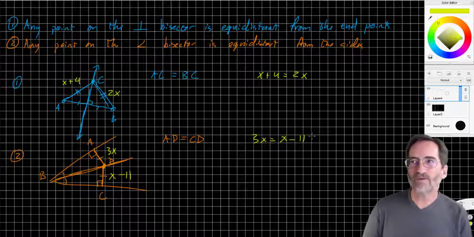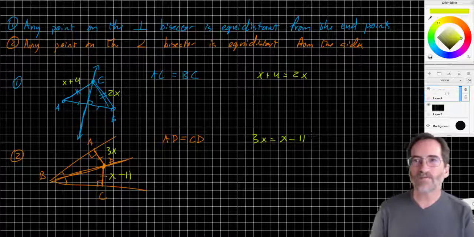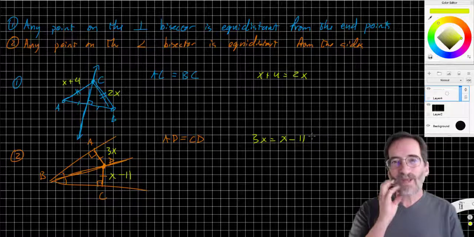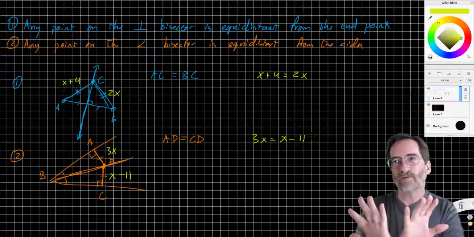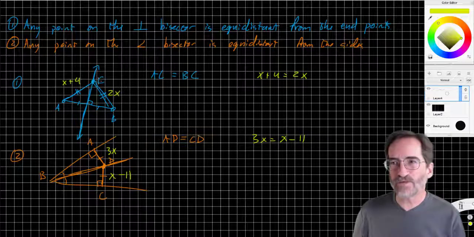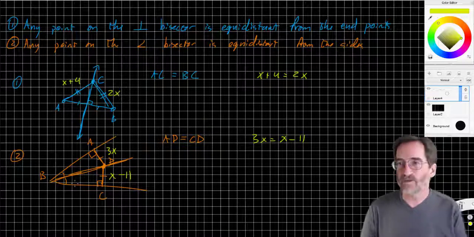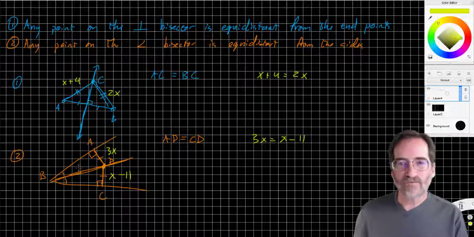Any point on the perpendicular bisector is equidistant from the endpoints. Any point on the angle bisector is equidistant from the sides. And the converse is true as well. If a point is equidistant from the endpoints of a line segment, it is on the perpendicular bisector. And if a point is equidistant from 2 lines, it is on the angle bisector between the lines as well. Okay, so the converse is also true. All right, so hopefully that helps.